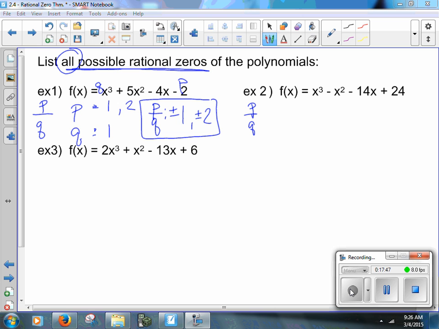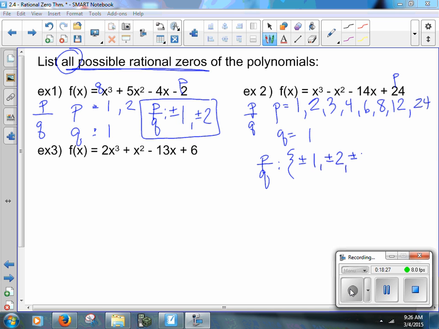All right, so we have to do the P over Q again. The P, all the factors of 24. Let's go with them again. 7 is not a factor. 2, 12. 3, 8. 4, 6. That's so much better. And the Q, what's the Q? 1. So the P over Q, the numbers that we're going to try are all of those top numbers, because anything divided by 1 is that number. So plus or minus 1, plus or minus 2.